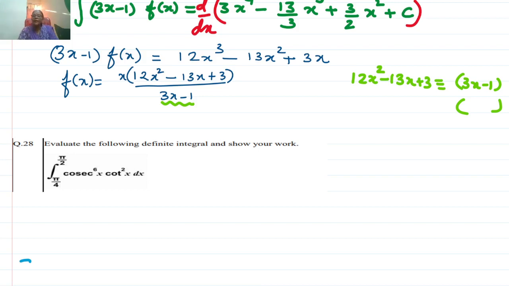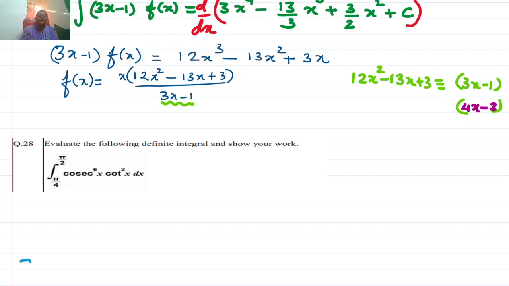Now what is to be multiplied by 3x to get 12x square? Check that. What will it be? 4x. Likewise, what should be multiplied to minus 1 to get plus 3? It's minus 3. Now check whether this is the second factor or not. That is, it is factored as 3x minus 1 and 4x minus 3. Check it. First term that you have is 12x square. Then it is minus 9x minus 4x, that's minus 13x. And minus 1 times minus 3 is plus 3. So it is factored as 3x minus 1 with 4x minus 3.